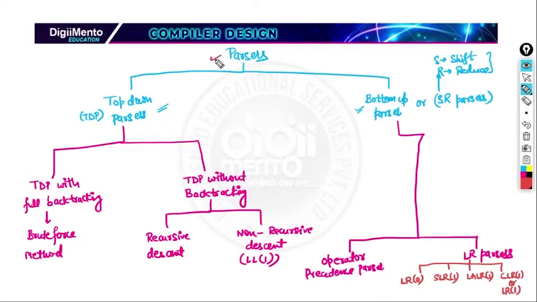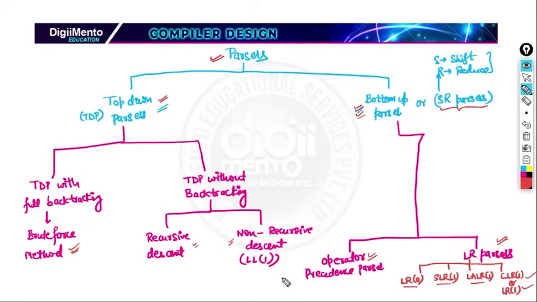So we have two types of parsers: top down parser and bottom up parser. In top down parsers we have top down parser with full backtracking and another one without backtracking. With full backtracking we have the brute force method, which we don't use. Without backtracking we have recursive descent and non-recursive descent. Non-recursive descent is also known as LL1 parser. Bottom up parsers, also known as shift reduce parsers, have two types: operator precedence parser and LR parsers. In LR parsers we have four types: LR0, SLR1, LALR1 and CLR1, which is also known as LR1.